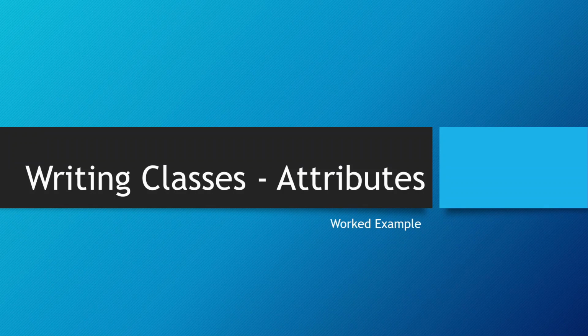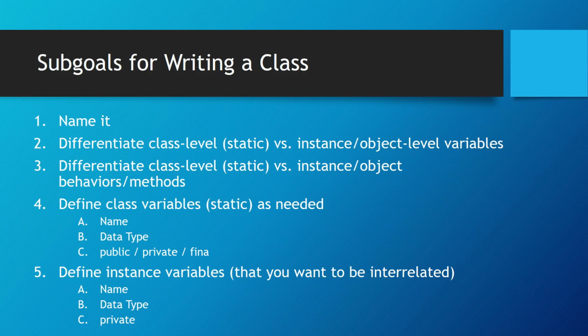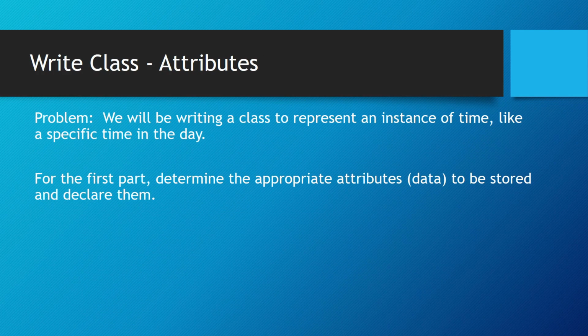In this video, we will be looking at writing classes. There are many subgoals for writing a class because writing a class contains many different parts. First, we name it. Then we differentiate between class level and instance level variables. We differentiate between class level and instance level behaviors or methods. We define any class level variables as needed, and we define instance level variables, the ones we want to be stored for every instance. Now we are given this problem.